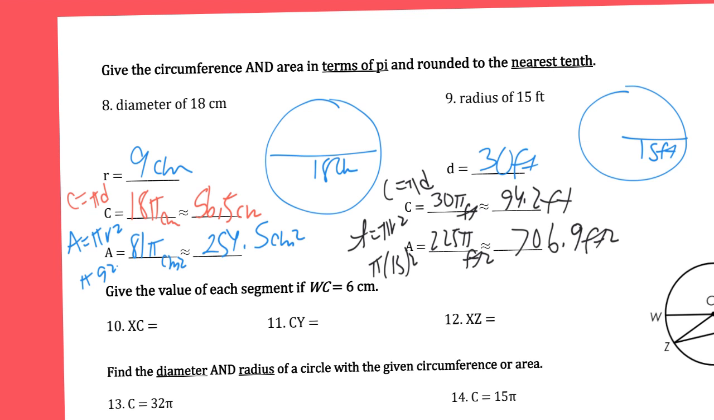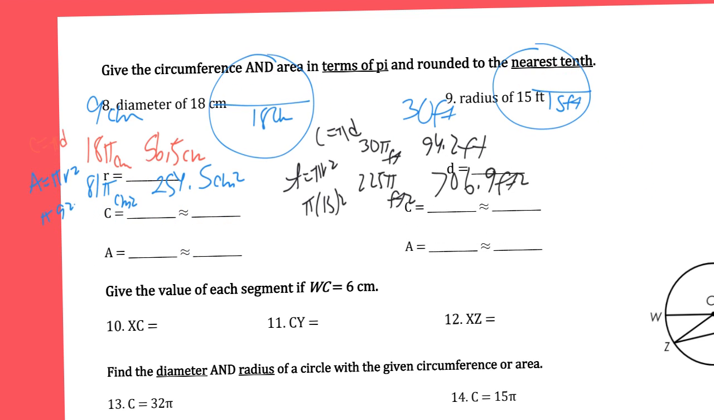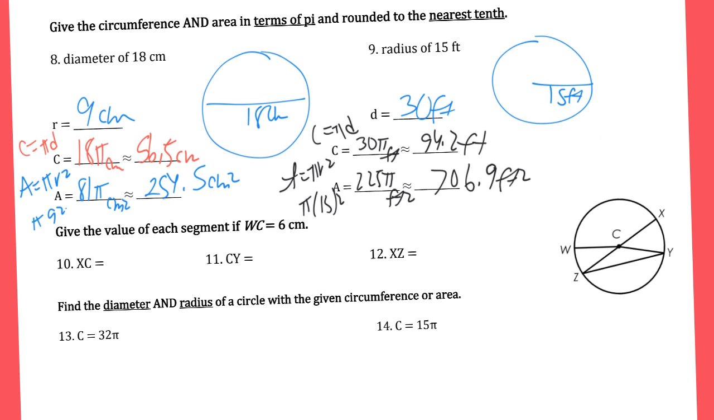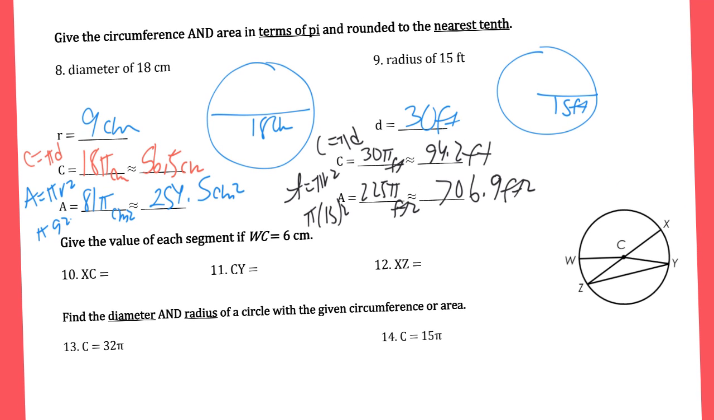The next portion, we're talking about giving the value of each segment. It says if WC is 6 centimeters here, what would XC be? Well, XC is also a radius, so that would be 6 centimeters. CY is also a radius, and all the radii on a circle are congruent. So this is congruent to this, which is congruent to this. They ask you for XZ. That's all the way across, so that would be 12 centimeters.